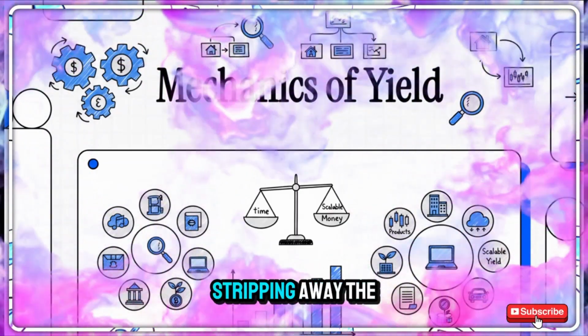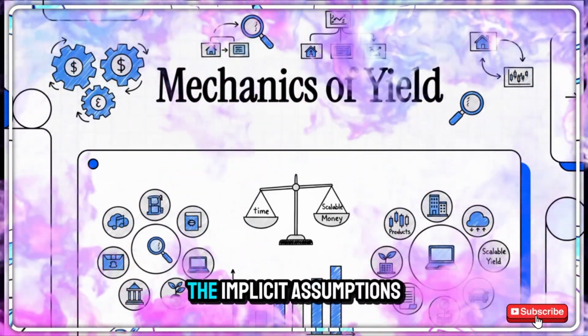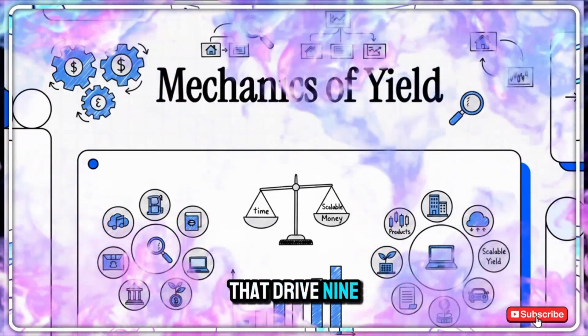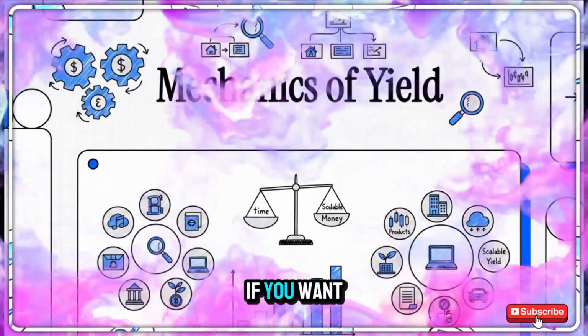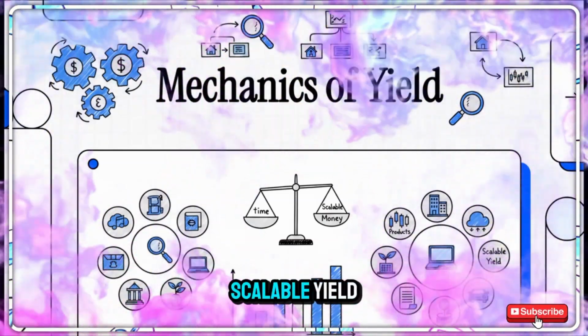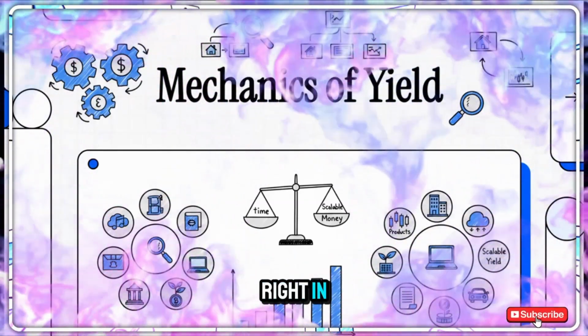We are completely stripping away the filler to examine the exact cause and effect relationships, the implicit assumptions, and the real-world resource trade-offs that drive 9 distinct passive income streams. Because honestly, if you want to move beyond theoretical wealth and understand actual scalable yield, well, you absolutely have to look at the math. So let's dive right in.